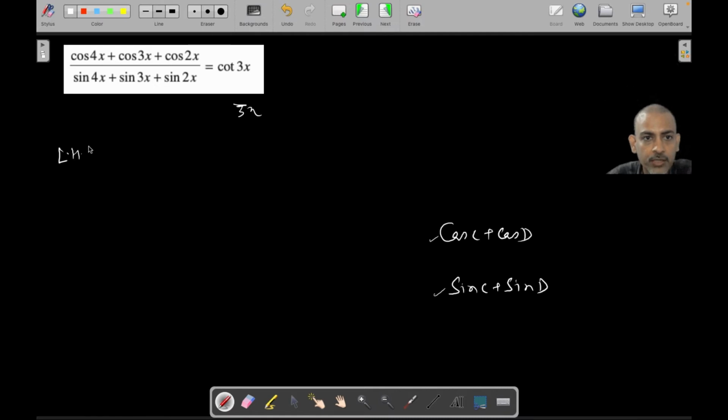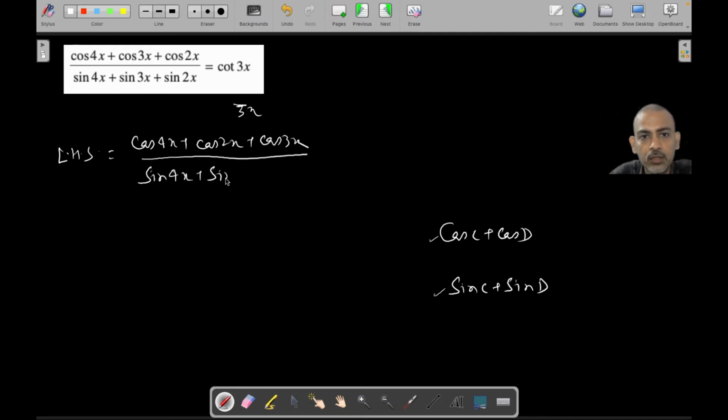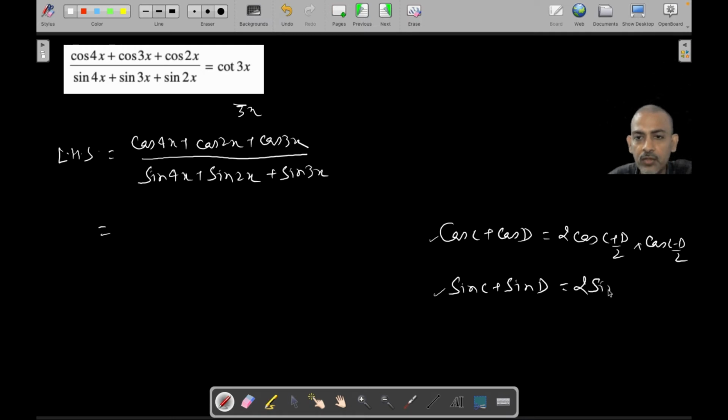So let's talk about LHS. In a way, I'll put cos 4x plus cos 2x together and cos 3x separately, and use sin 4x plus sin 2x together, and then use sin 3x separately. Alright. Now use formula cos c plus cos d. What is cos c plus cos d? It's nothing but 2 of cos c plus d by 2 into cos of c minus d by 2. And what is sin c plus sin d? It is 2 of sin of c plus d by 2 into cos of c minus d by 2. So let's use this formula.